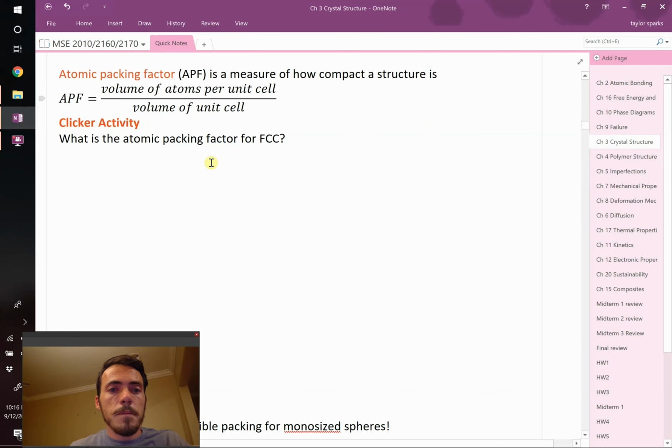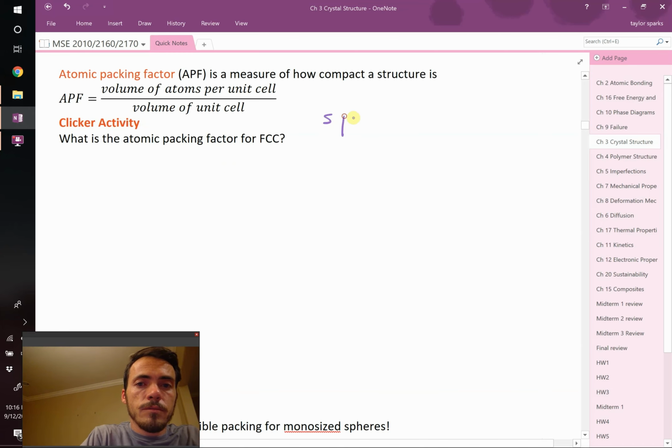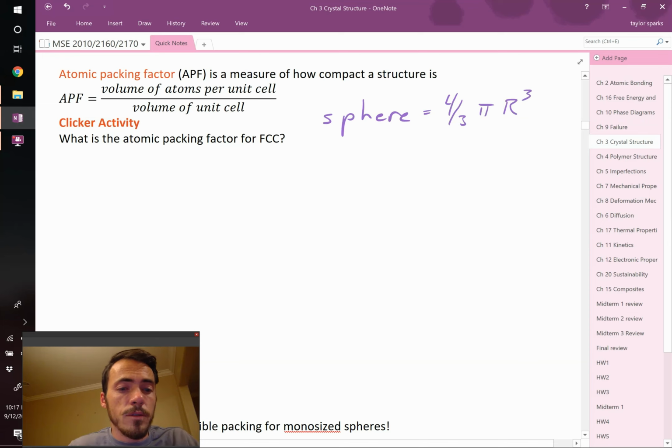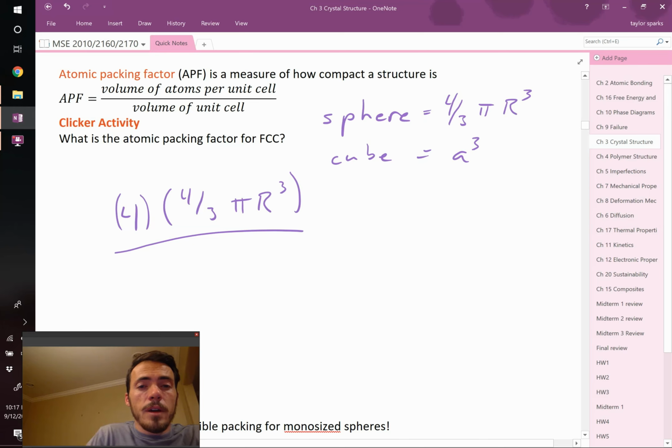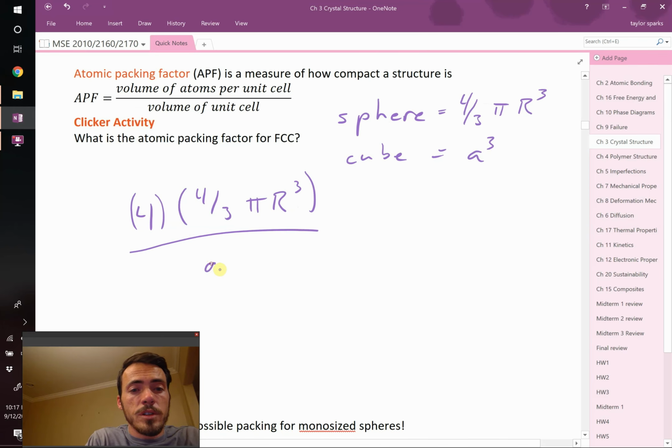All right, hopefully the TAs worked through this with you, and you remember that the volume of a sphere is equal to 4/3 pi r cubed. That's our volume of a sphere, right? And the volume of a cube is just equal to a cubed, okay? So in this case, what is the volume of the atoms? Well, remember that there's 4 atoms, so we're going to have 4 of these things, and they're each 4/3 pi r cubed. Then we're going to divide that by the entire unit cell volume, which is a cubed.